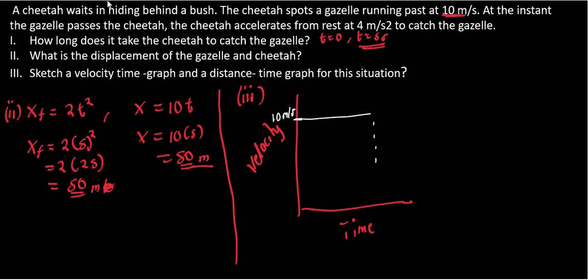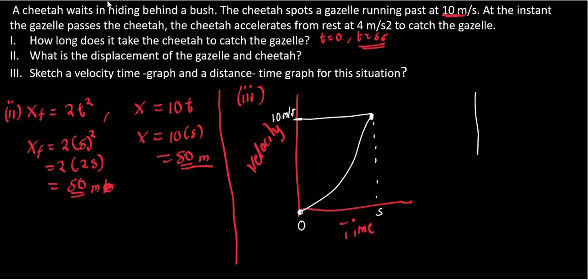It managed to be caught at what time? 5. What was the acceleration of the cheetah? Remember, it started from rest, meaning that from here, it will start increasing until it managed to catch the gazelle at this point. That's all. So this is what we call the velocity time graph.